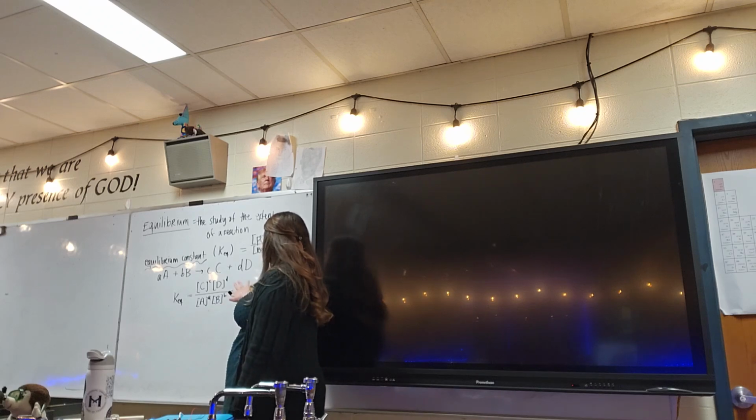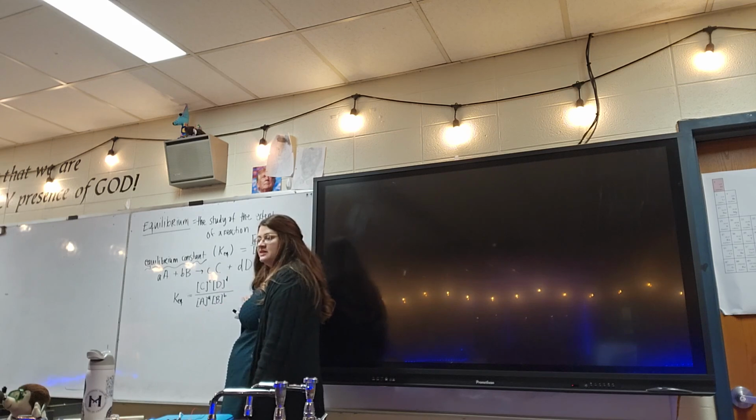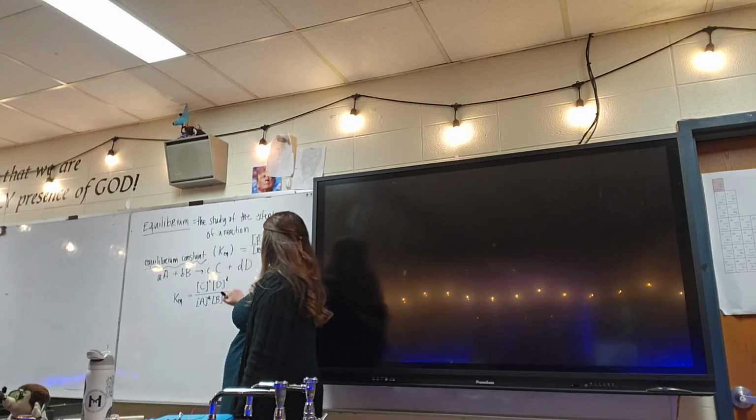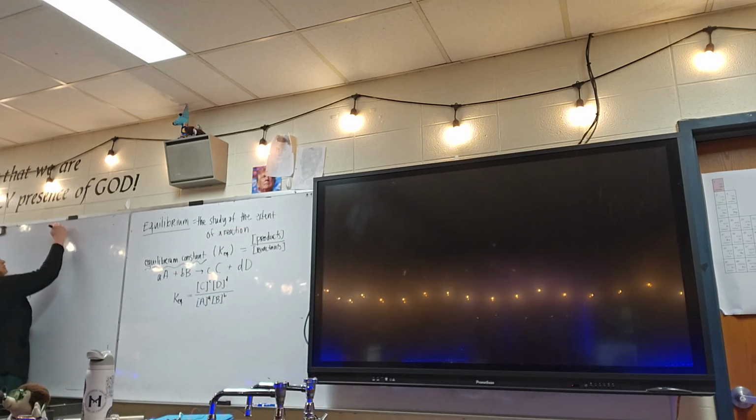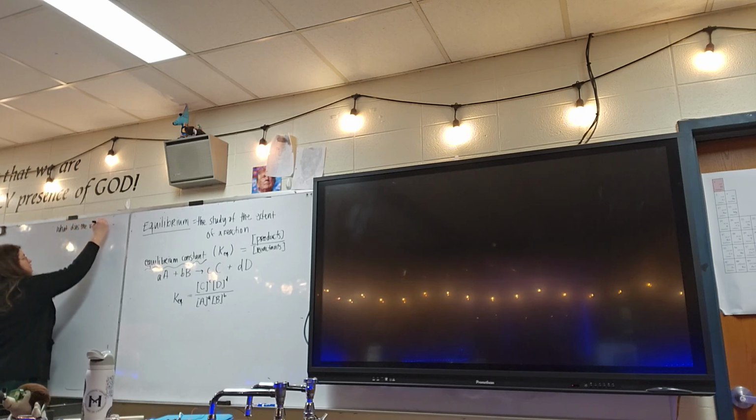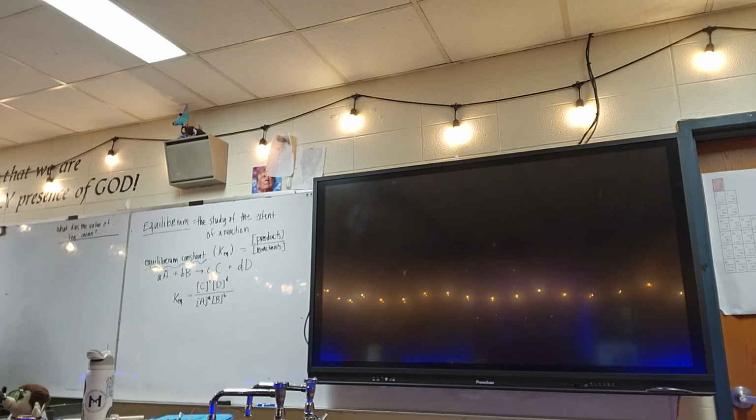Okay, so this is what you'll need to do if you have to calculate K. You'll write K, and this is how you write the equilibrium constant. Let's just spend a little bit of time talking about what K means. What does the value of K tell us? There are two things that can be true. Either K is greater than 1, or K is less than 1.